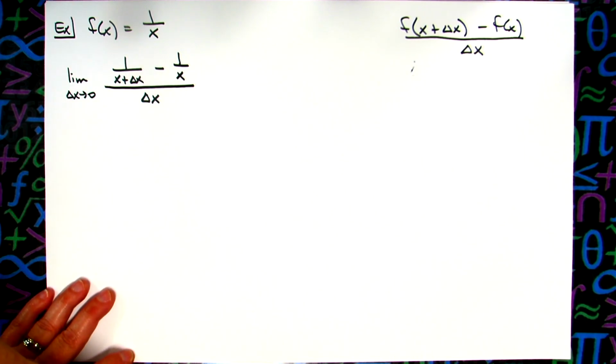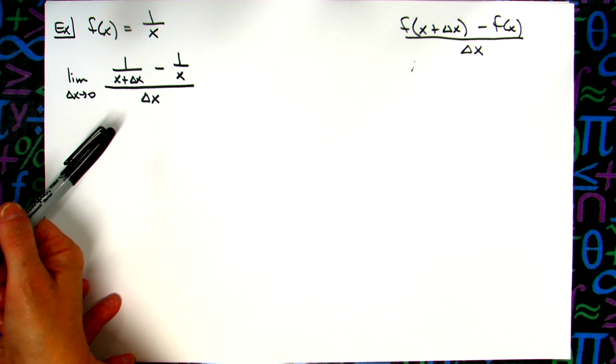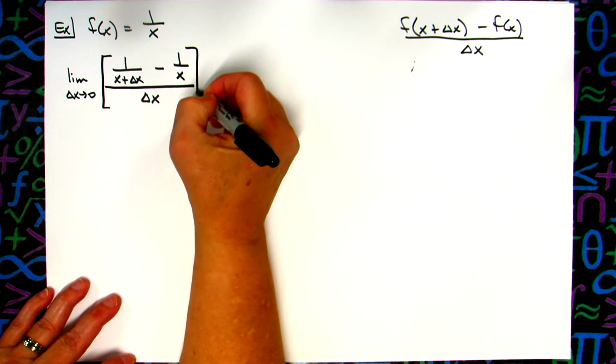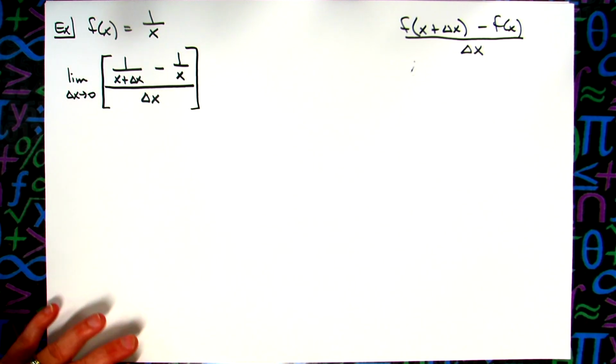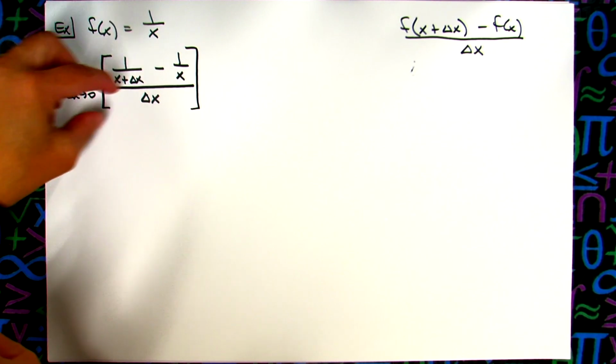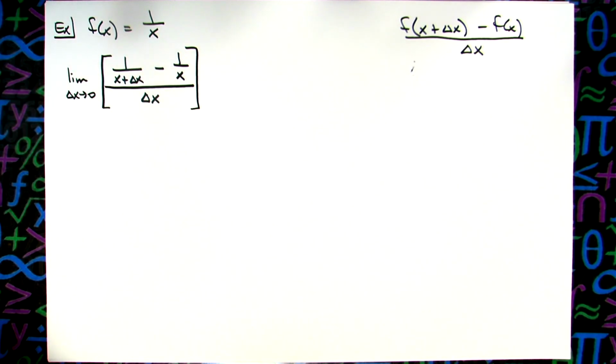Now, a lot of times, especially when you start creating these complex fractions, it makes sense to take the limit of that entire thing, because depending on where you put this limit notation in relationship to the quotient that you've just created, it can get kind of messy.